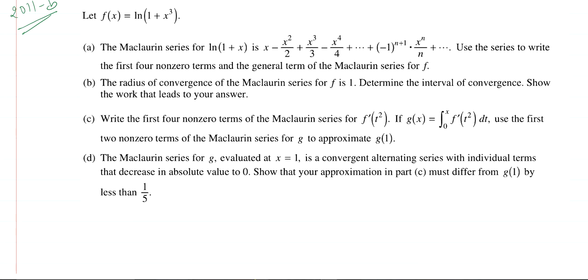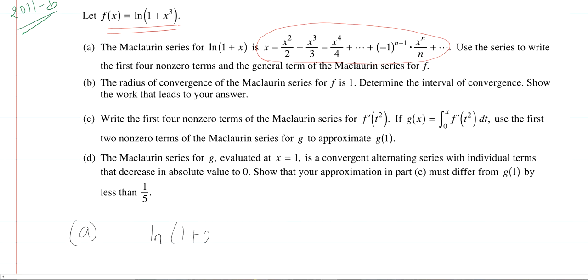So this problem is from the 2011 Form B exam, and what it asks you is this. Basically, it's given you the function ln of 1 plus x cubed, and it's telling you in the first part that the Maclaurin series for ln of 1 plus x is all this. So it's already told, and it wants you to use this series to write the first four non-zero terms. So a lot of work has already been done in the problem, which makes life a little easy. So the first part, it wants you to write the first four non-zero terms.